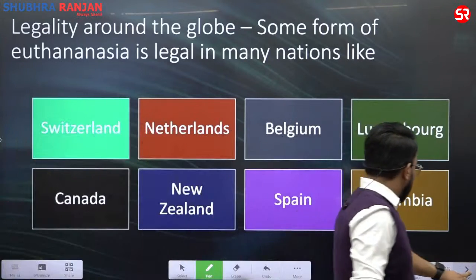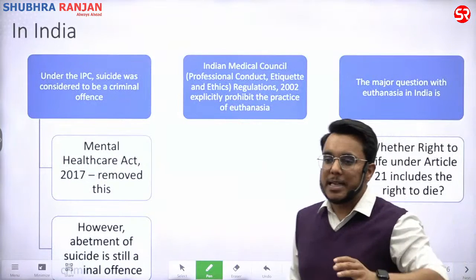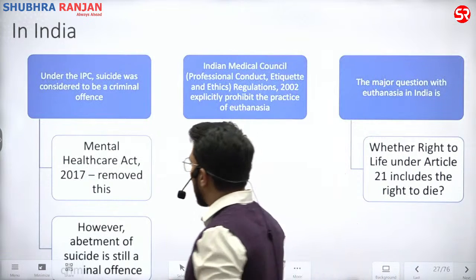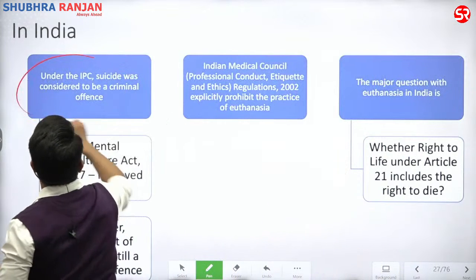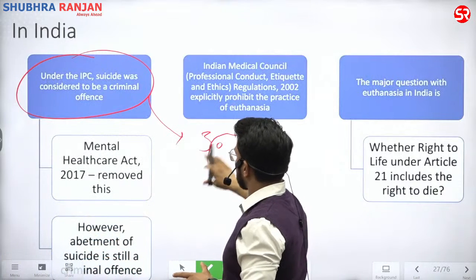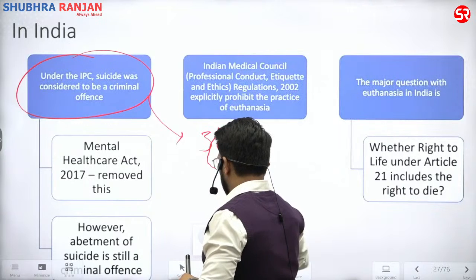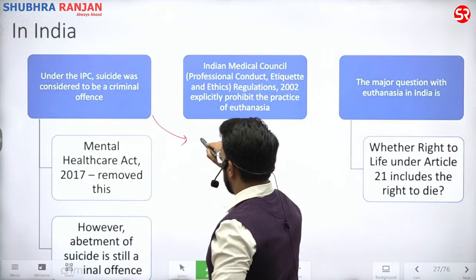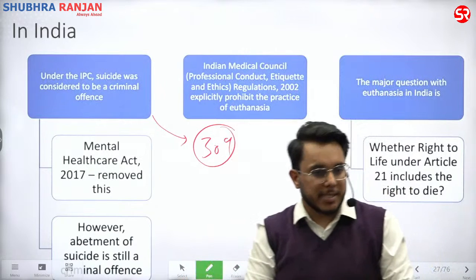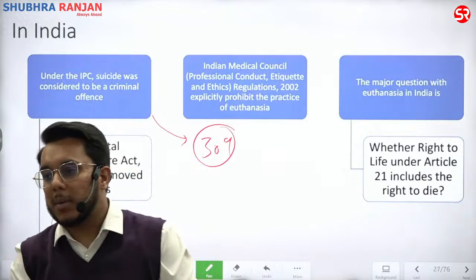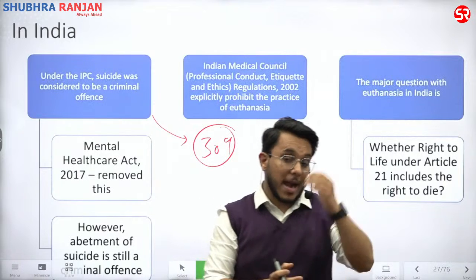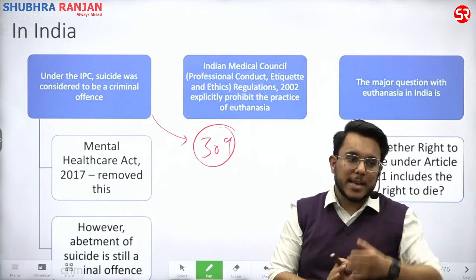Now, as we talk about euthanasia in India, what's the status of euthanasia in India? So first of all, understand this thing that euthanasia was not allowed because of Section 309. Section 309, Section 306 talk about suicide and abetment of suicide. So suicide was a crime. And because suicide was a crime, okay, and murder is also a crime, so euthanasia was not allowed.